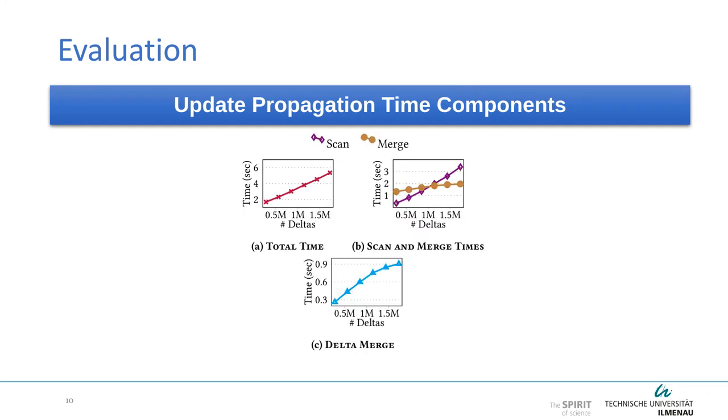So we also took a closer look at the time components of the update propagation, because the update propagation starts with a scan of the delta store and then the merging of the deltas into the data structure representing the graph. So we can see from these three sub-figures here that there is also a correlation between the number of deltas that are stored in the delta store and the time components.